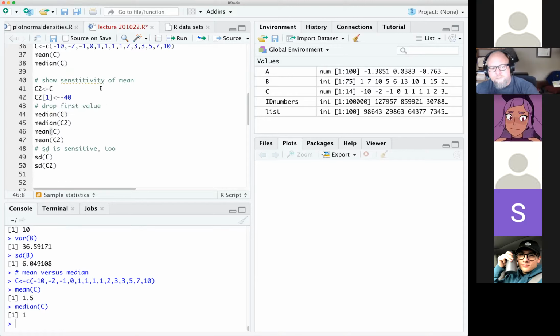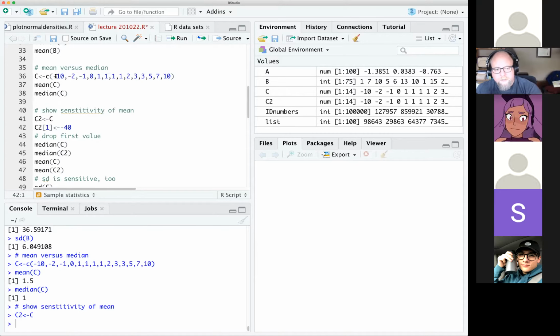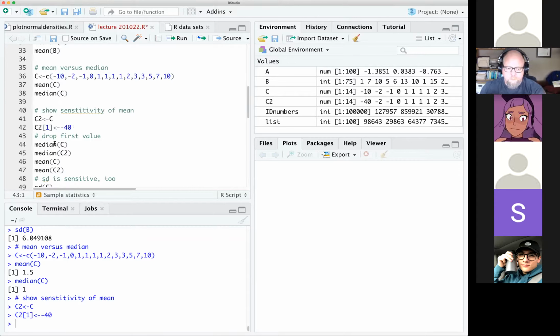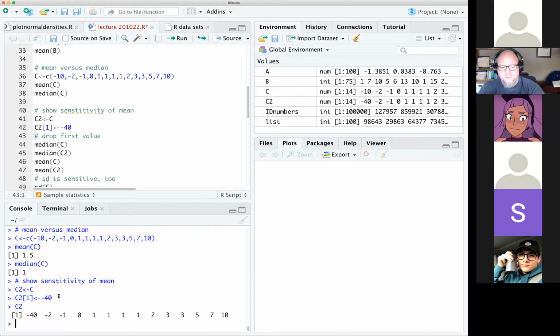It turns out the mean is what we call sensitive. It's sensitive to outliers. So what I'm going to do next here is I'm going to create another data set, C2, but this -10 here, which is on the end, it's the minimum right here. I'm going to replace it with -40. So I'm going to move it way down to the left on the number line. So you can see down here in the console, C2, the data set, it's exactly the same, except I made the smallest member a lot smaller.